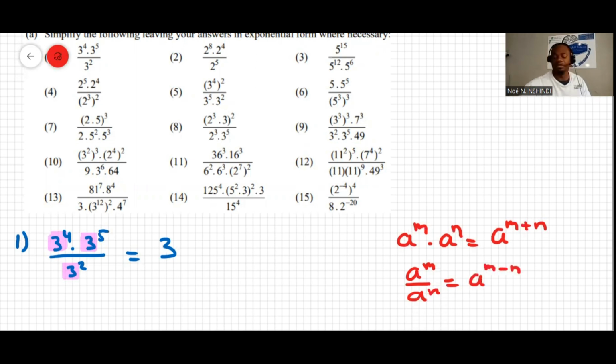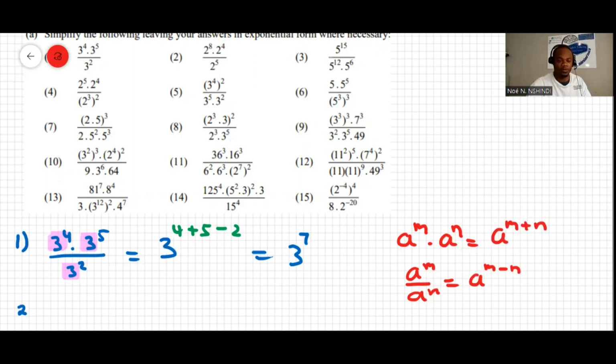Now, sometimes when we have a multiplication combined with division, like a product over a fraction, we can just write 1, 3 there, and then do 4 plus 5. I add them because they're in the numerator, and then I subtract 2 because I subtract the exponent at the denominator, which is 2. The answer here is just 3 to the power of 7. Now I'll leave question 2 for you to do.